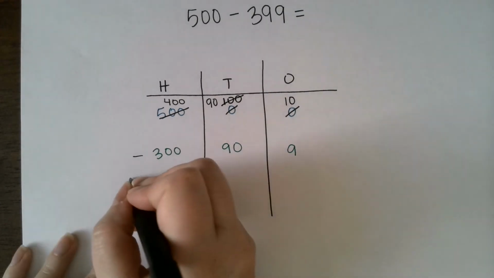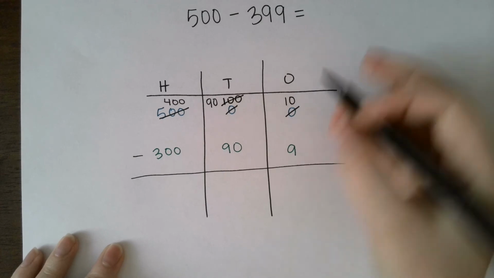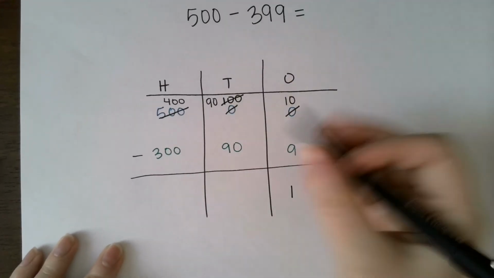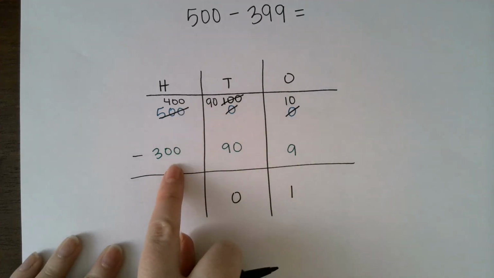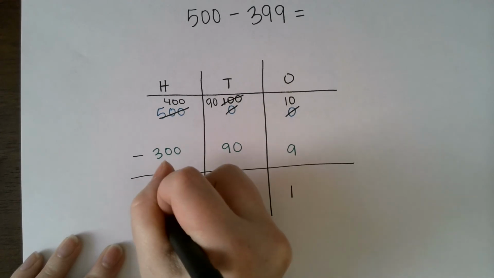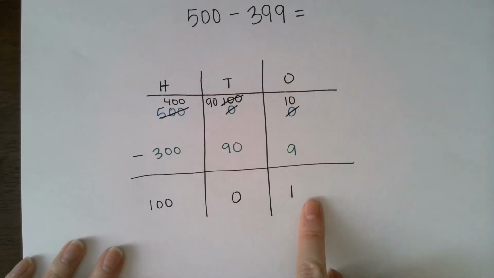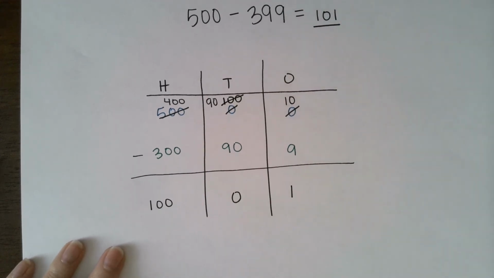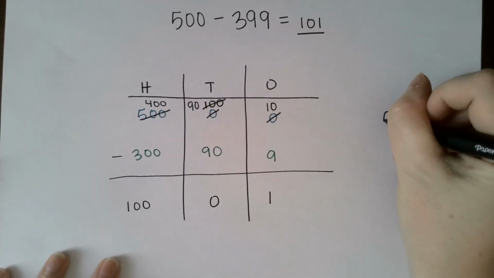Now I can go ahead and do my subtraction. I have 10 minus 9, that gives me 1. 90 minus 90 is 0. 400 minus 300 equals 100. So my answer would be 100 plus 1, 101. Let's see what that looks like written in the short standard algorithm form.